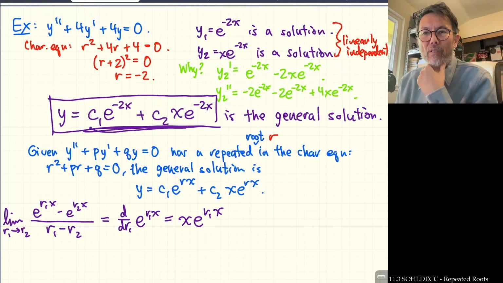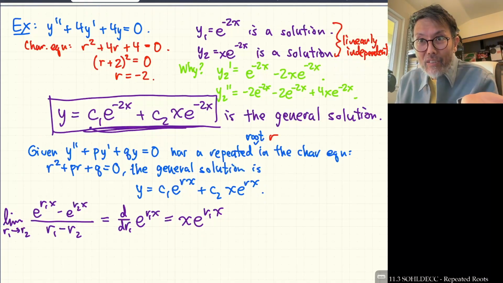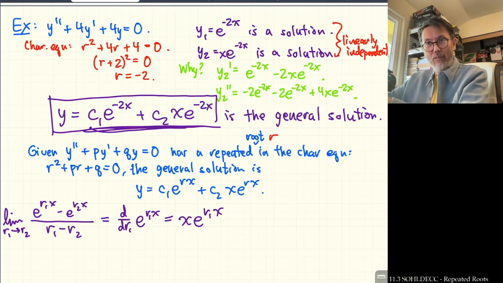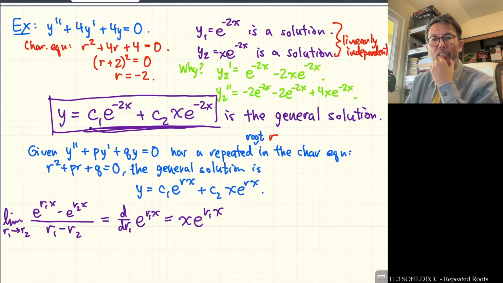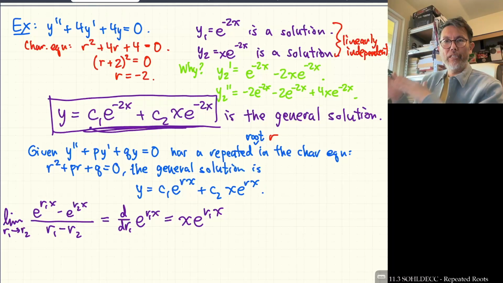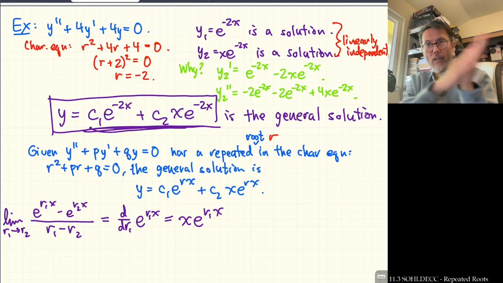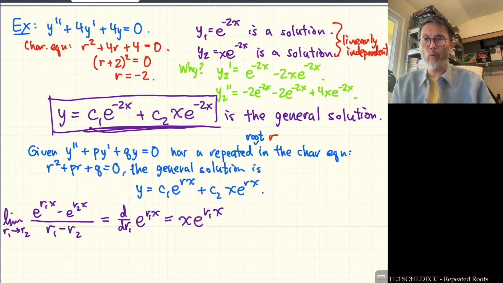Here's another way of justifying it, though. It works. You can check it, young brains. With your young brain, you can just go ahead and check it. And so I highly suggest that you do that. Okay? It just works. And you can check, of course, that it's linearly independent, not a scalar multiple of the other solution. And so you win, win, win.